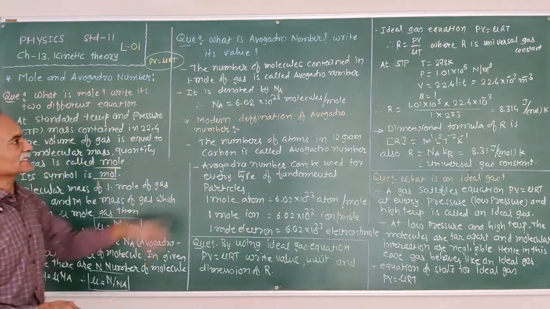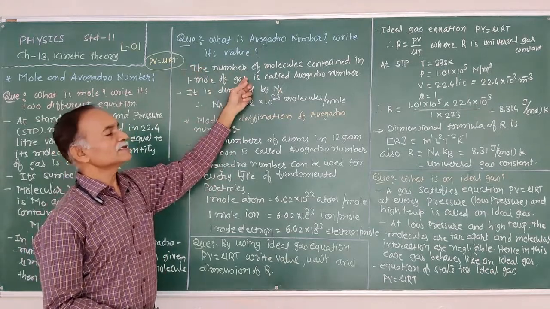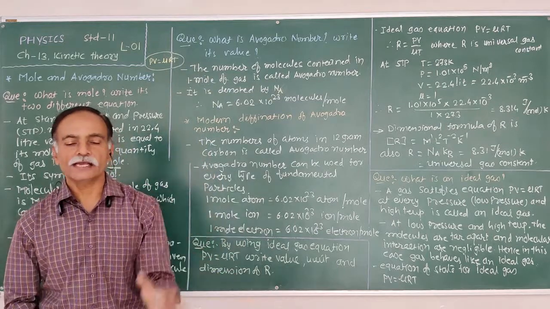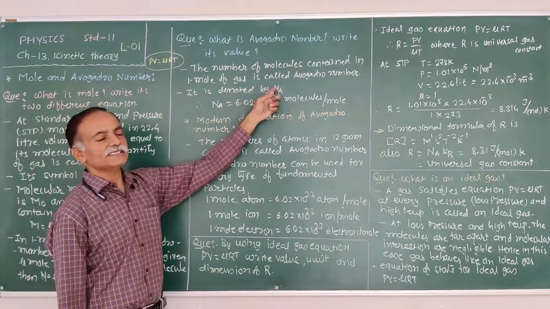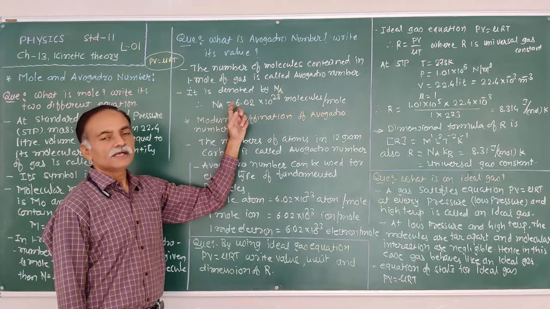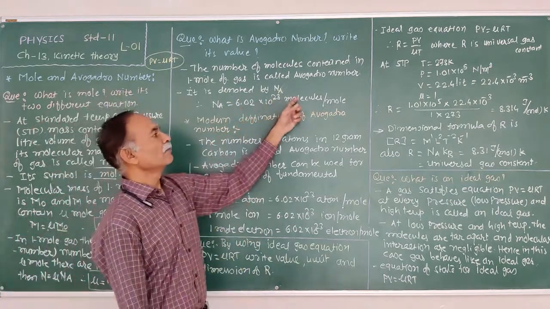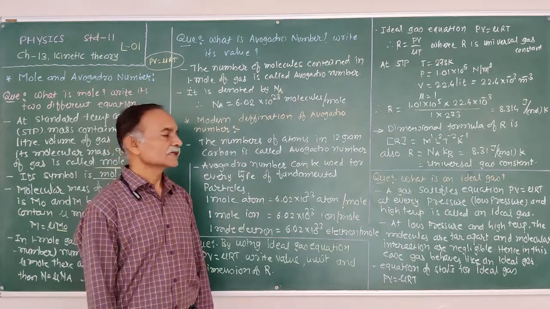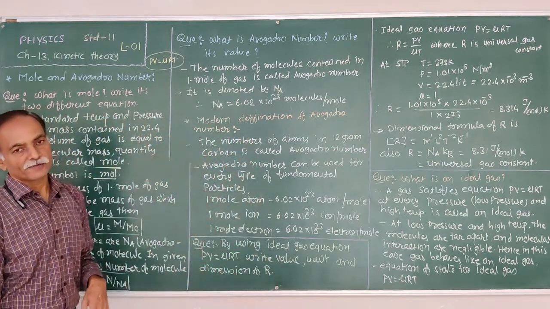Again, we repeat the definition of the Avogadro number. The number of molecules contained in 1 mole of gas is called the Avogadro number. It is denoted by N suffix A, and its value is 6.02 into 10^23 molecules per mole. Clear? Okay.